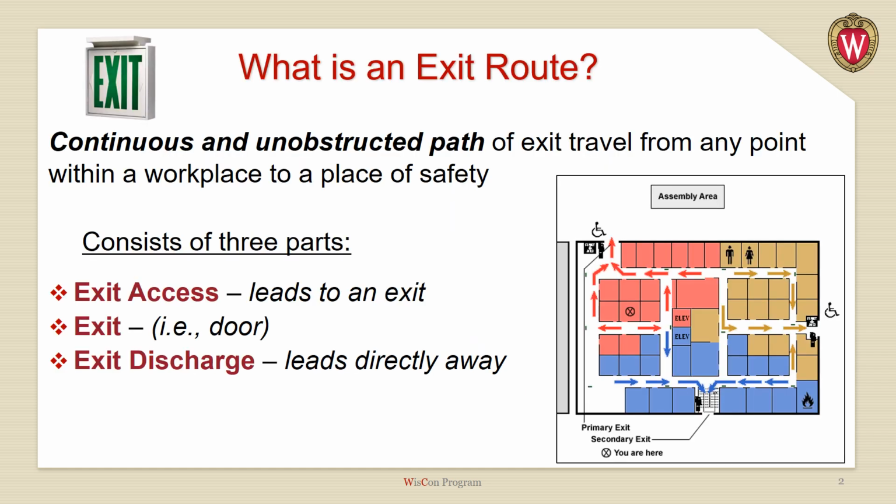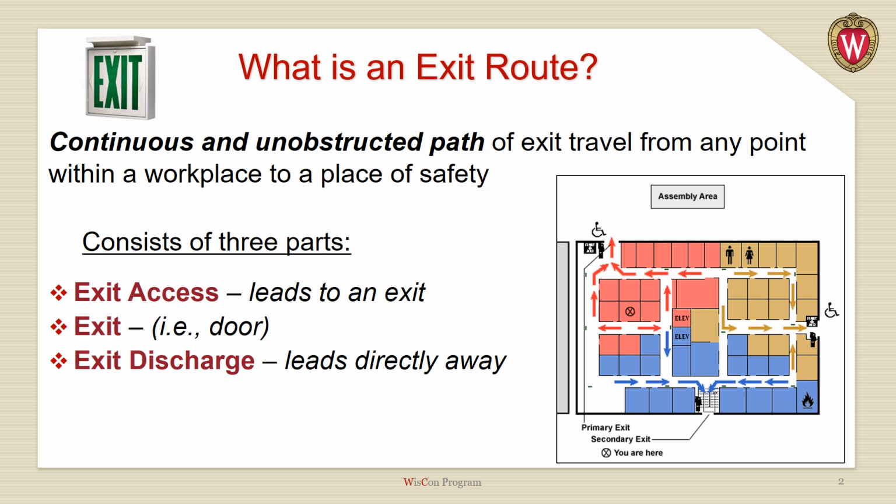An exit route is a continuous and unobstructed path of exit travel from any point within a workplace to a place of safety. An exit route consists of three parts: exit access, which is the portion that leads to an exit; the exit, the portion that is separated from other areas to provide a protected way of travel to the exit discharge; and exit discharge, the part that leads directly outside or to a street, walkway, or other open space with access to the outside.